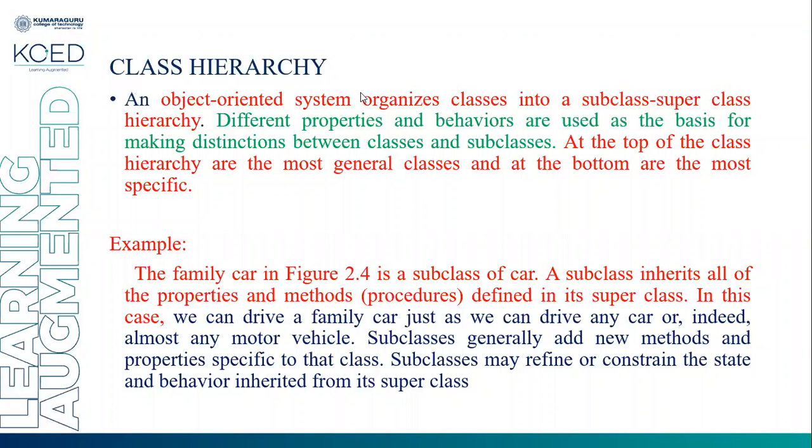So in an object-oriented system, we organize the classes into a superclass and subclass hierarchy. The different properties and behavior are used as a basis for making a distinction between the classes and subclasses. At the top of the class hierarchy are the more general classes. At the bottom of the class hierarchy are the more specific classes. The subclasses are child classes and the superclasses are the parent classes. Subclasses inherit from the superclass.